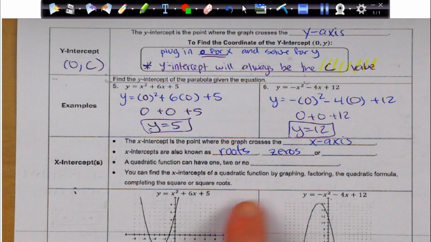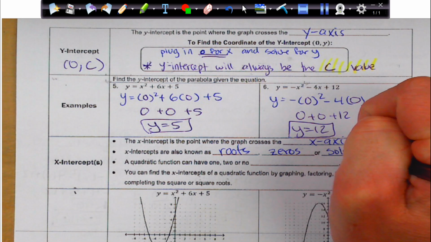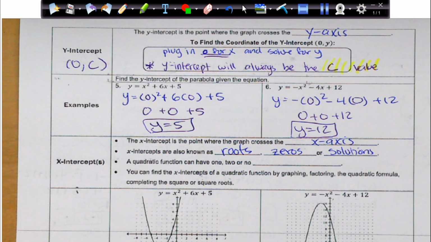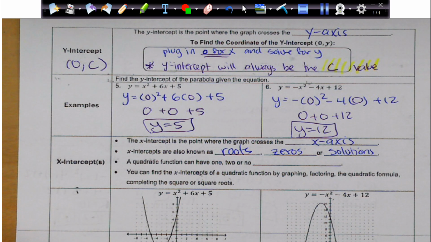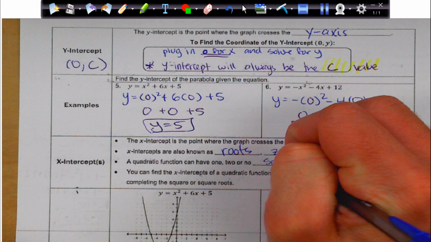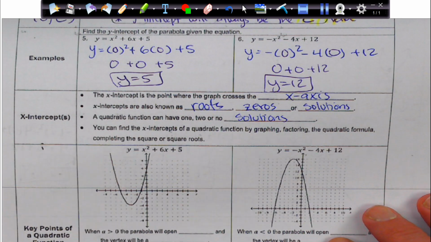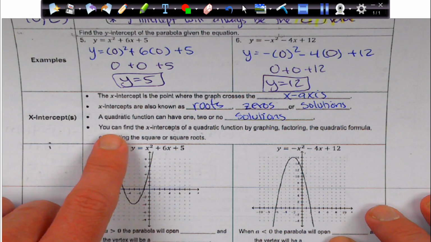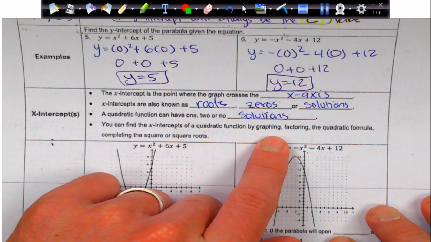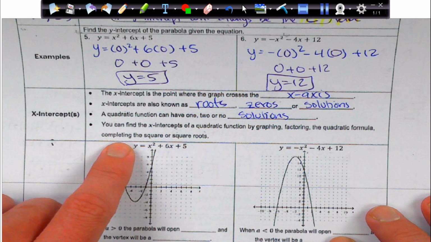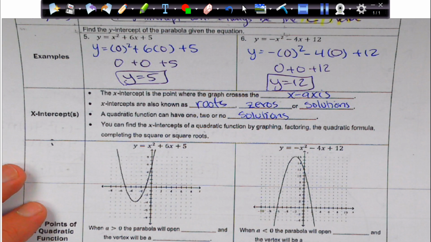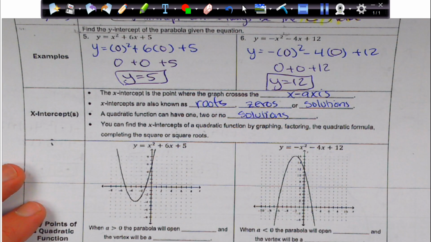And x-intercepts are also known as solutions. Okay, so roots, zeros, and solutions are my x-intercepts. A quadratic function can have 1, 2, or no solutions. Okay, that's based upon where my parabola is located. And then you can find the x-intercepts of a quadratic function by graphing, factoring, the quadratic formula, or completing the square or square roots. That's a lot of different things that we have not fully got to.